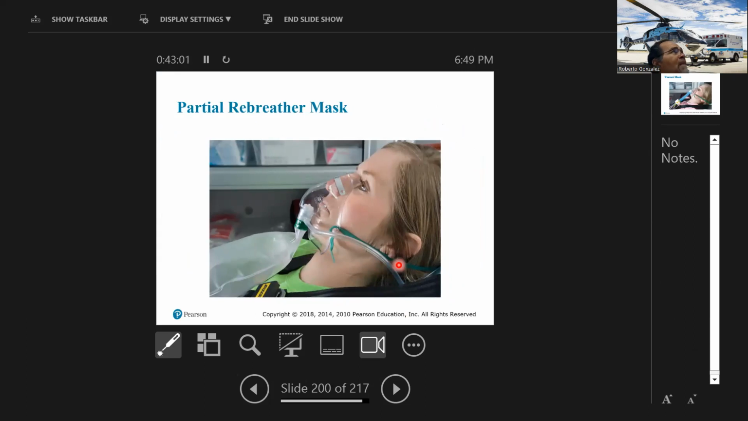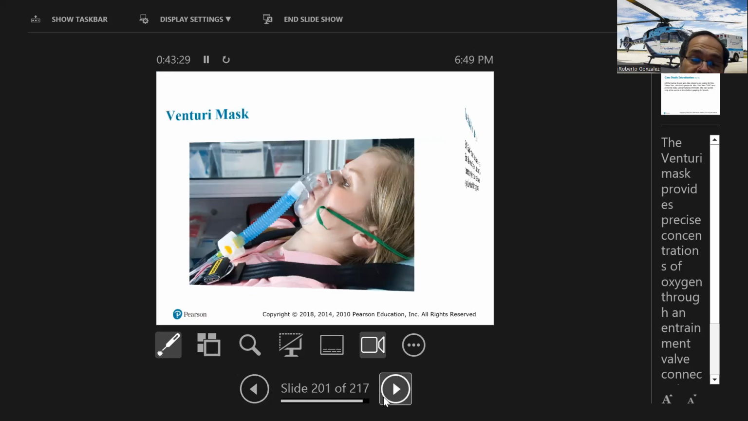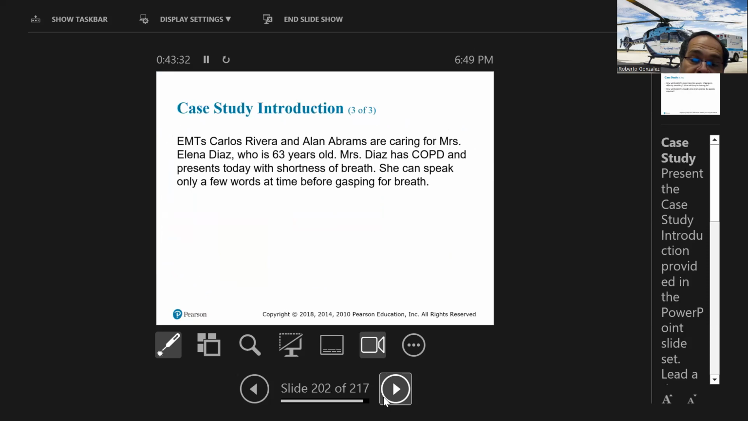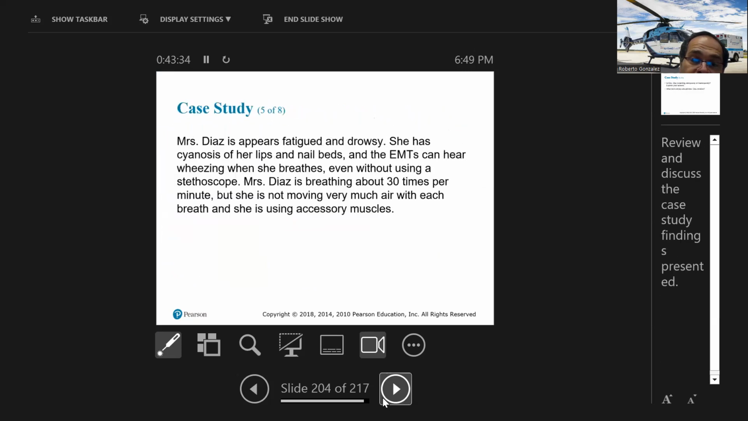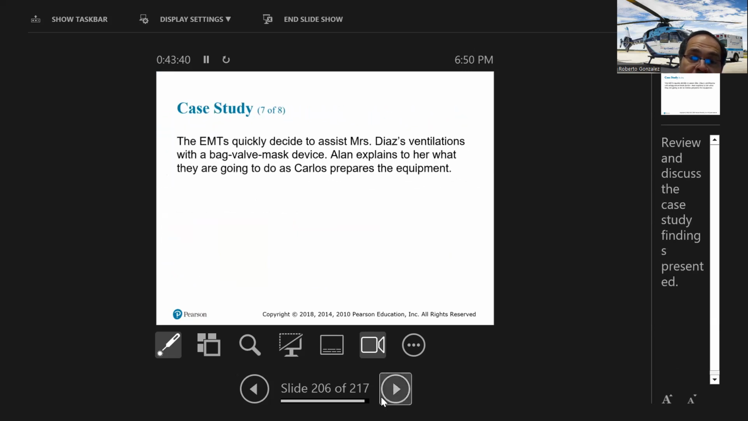This is a partial non-rebreather mask. Remember, we would have both of them, then it would be a full non-rebreather mask. This is a CPAP device. Well, no, I'm sorry, it's a Venturi mask. In the Venturi mask, all it is, is air going in and it actually accelerates it to get into the patient so it can go deeper. Okay.